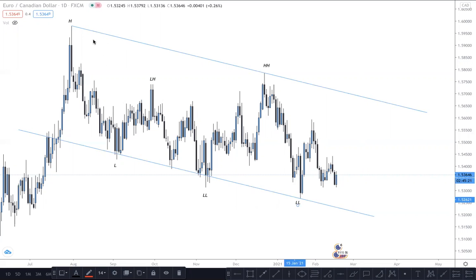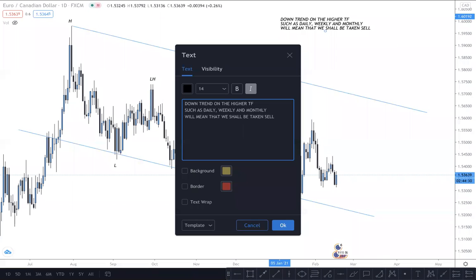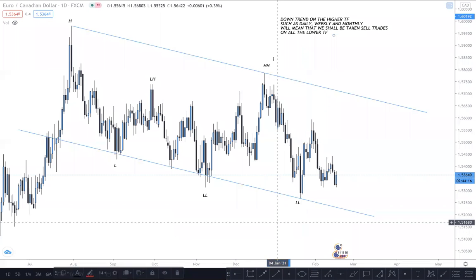And I said, if you are on a daily time frame and you see such a picture, the key important thing to note is that a downtrend on the higher time frame, such as a daily, weekly, and monthly, will mean that we shall be taking sell trades. I hope that makes sense.